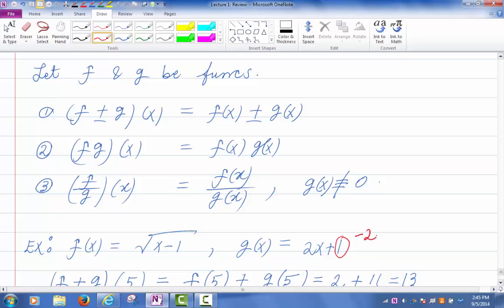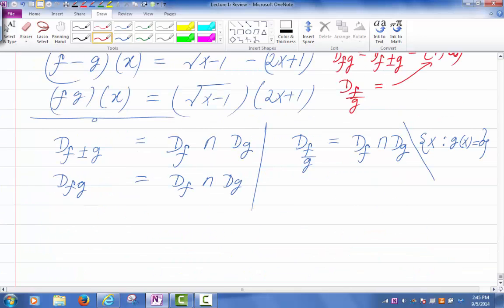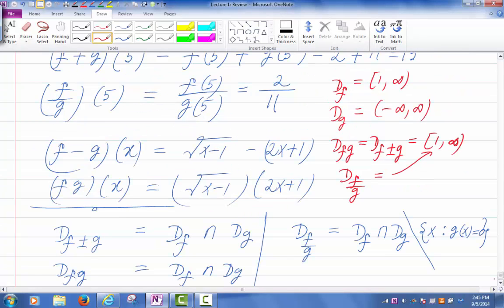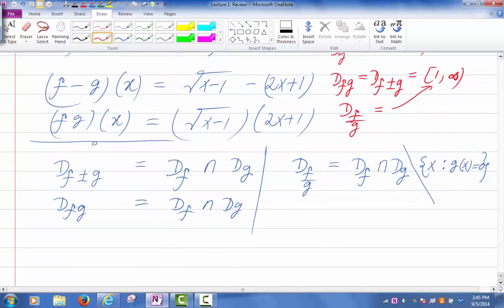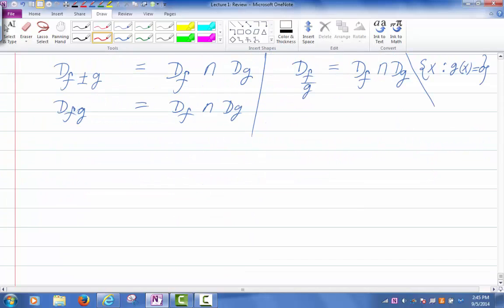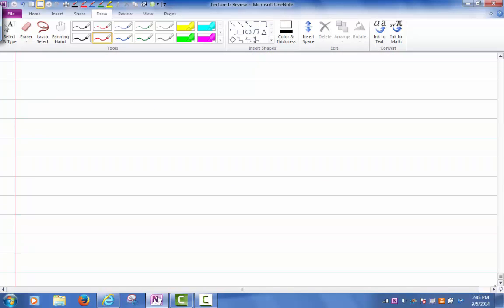g vanishes at 1 then, right? If I replace that 1 by -2, then I have the function 2x minus 2. So when x is 1, g vanishes. In that case, the domain would be what for f over g? It will be everything from 1 to infinity, but now 1 is excluded, right? Is that making sense? Okay, so that's all on algebraic operations on functions.